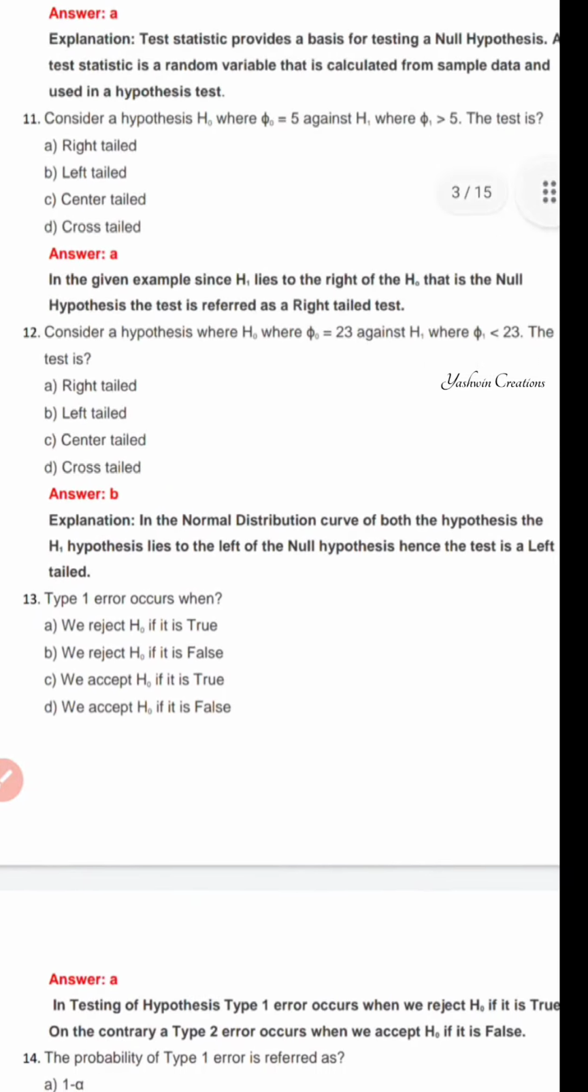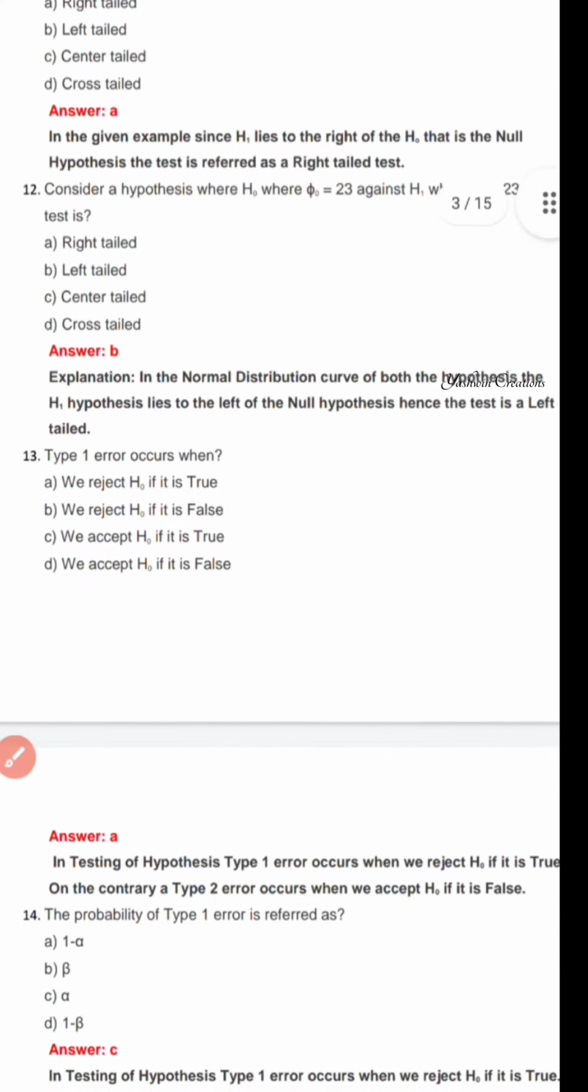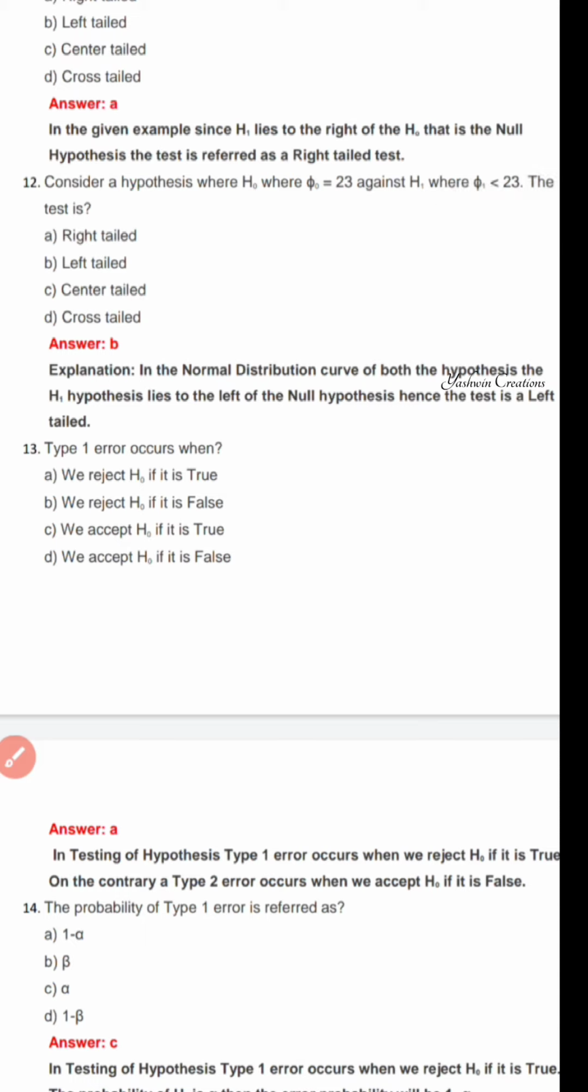Type 1 error occurs when? When will type 1 error occur? When we reject H0. H0 means null hypothesis, okay. So when we reject the null hypothesis if it is true, that is type 1. The opposite case is type 2: we accept H0 if it is false.